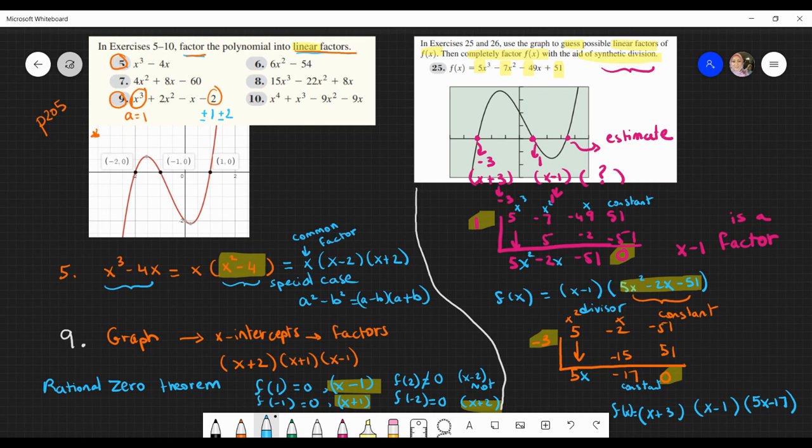And if you want to find the x-intercepts from the factored form, this is going to give us -3. This is going to give us 1. And this one right here is going to give us 17 over 5. If you solve it, 17 over 5 is a 3 point something. It's a decimal that is a little bit over 3, and that's what explains the estimation here.